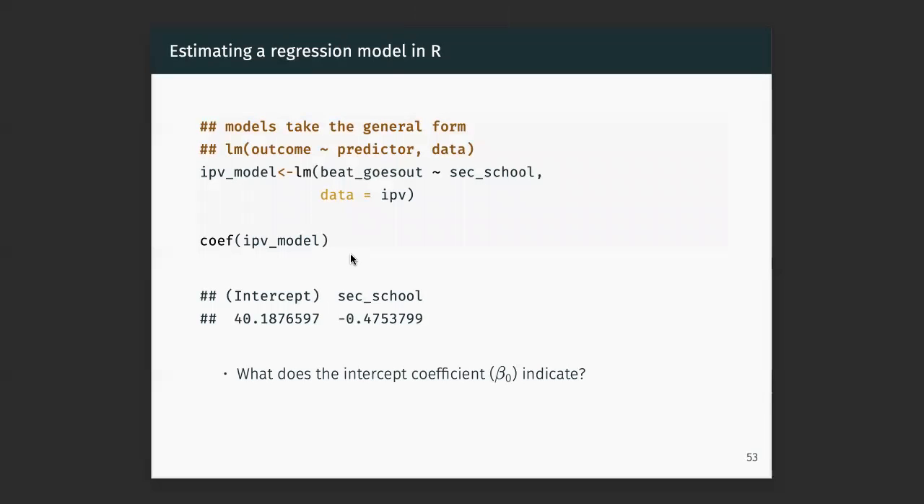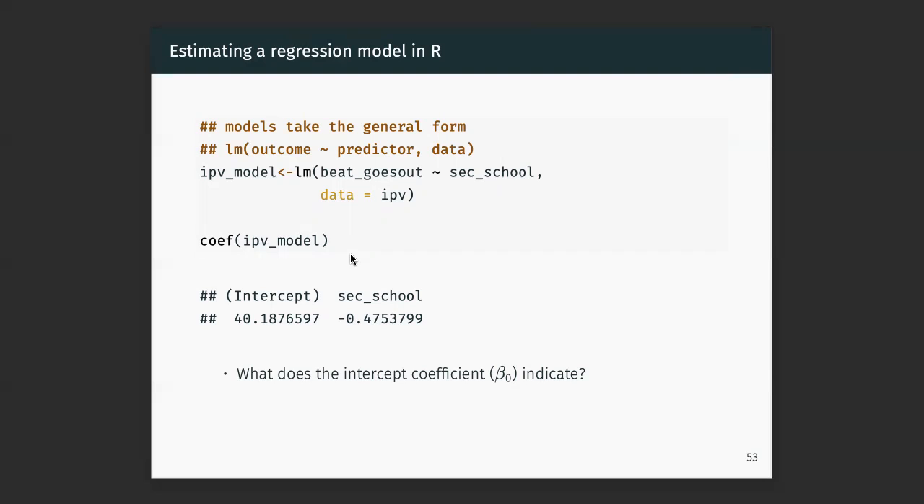Here is the basic anatomy of an lm call in R. We already said it's Y by X, right? Y is a function of X, but here we're going to say Y is the variable beat goes out. X is the variable secondary school. And we need to tell it where those variables are coming from. So we're going to tell it the data that you should use is the data frame IPV. So if it's a data frame, we can just give it column names, right? So the first column you're going to use for your Y variable is beat goes out. The second column you're going to use for your predictor variable, the secondary school. Those both come from IPV.